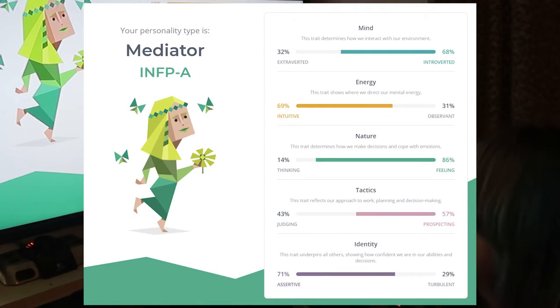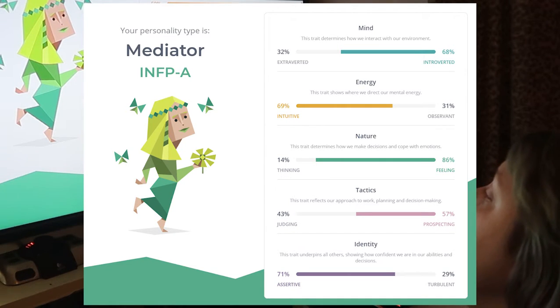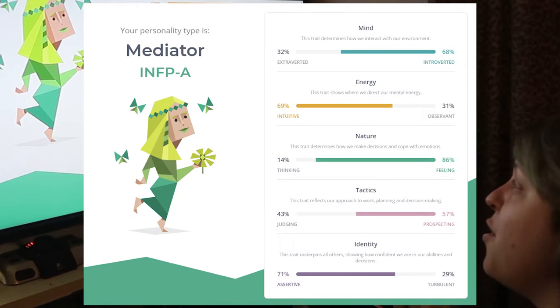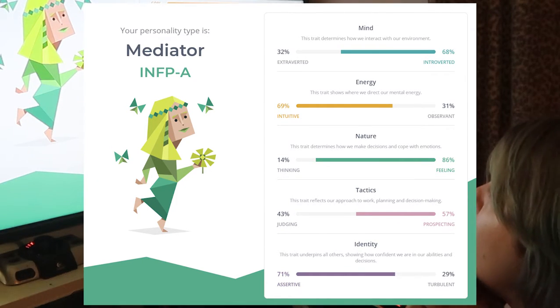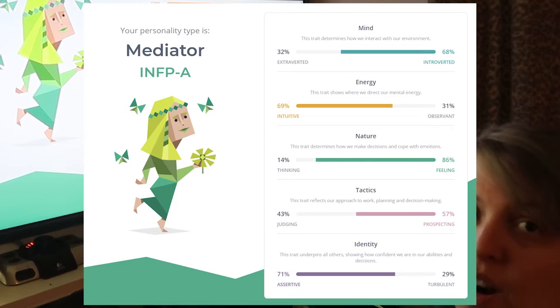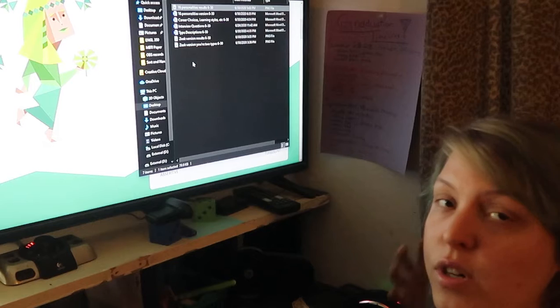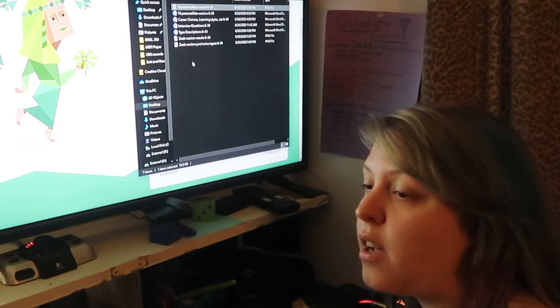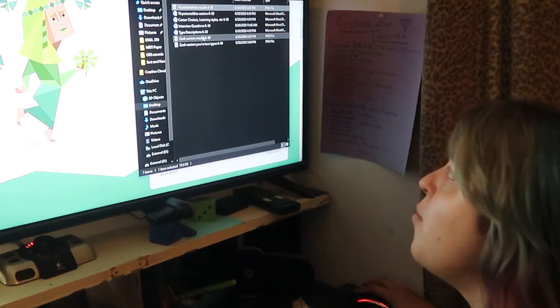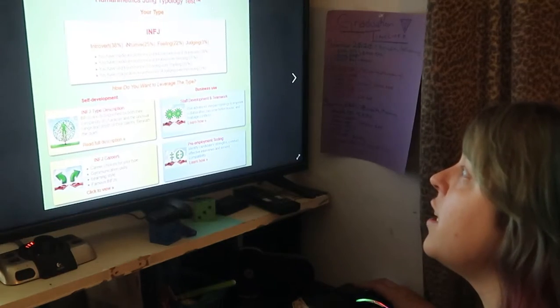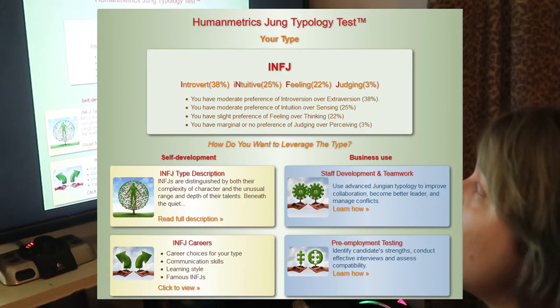So when it comes to tactics, this trait reflects our approach to work, planning and decision making. I am 57% prospecting over 43% judging. This is interesting. I'm right on the middle border of being either an INFP or an INFJ. And why I find this so interesting is because I first took the test for the paper, or the experiment, on 6/30, and the results I got from that version were actually INFJ, not INFP.